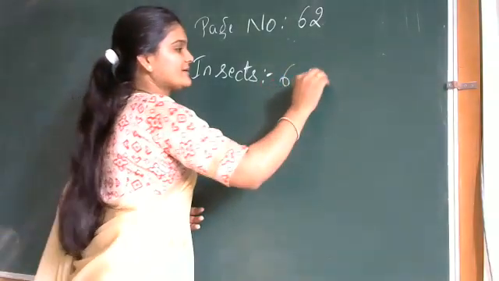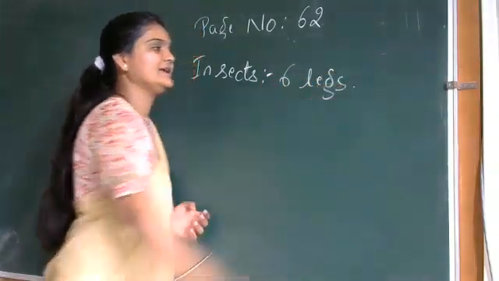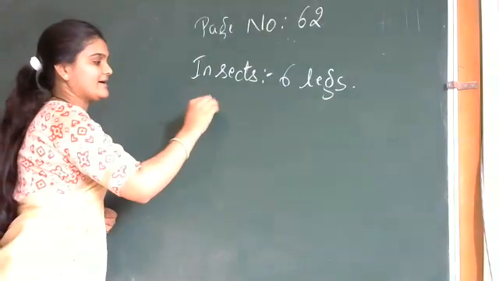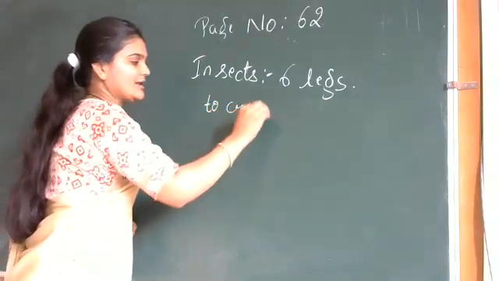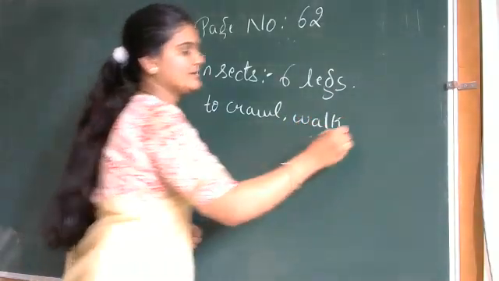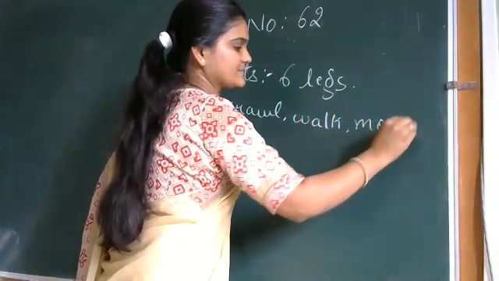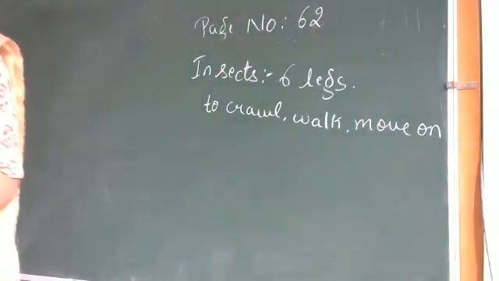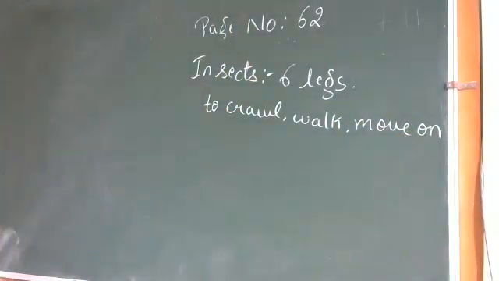How many legs do they have? Ma'am, 6 legs. Yes, 6 legs to move, either to crawl, walk, or hop. So they have the capacity to move, crawl, hop, or walk. And what about grasshoppers?